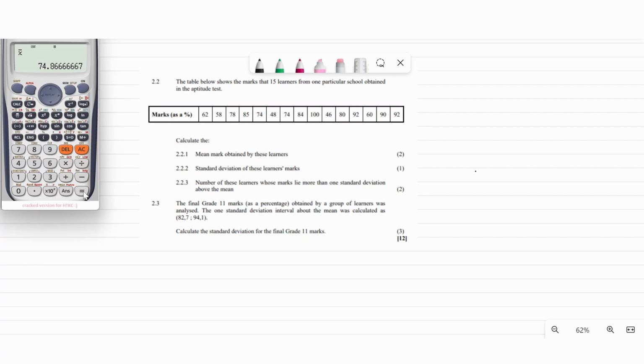So it's going to be 74. Then you say AC again, because we need the standard deviation for the second question. You say shift, then 1, then still 4, then you pick option 3, not option 2, but option 3. Then you say equals, and you're going to get 16.12. Then you're going to write your answers.